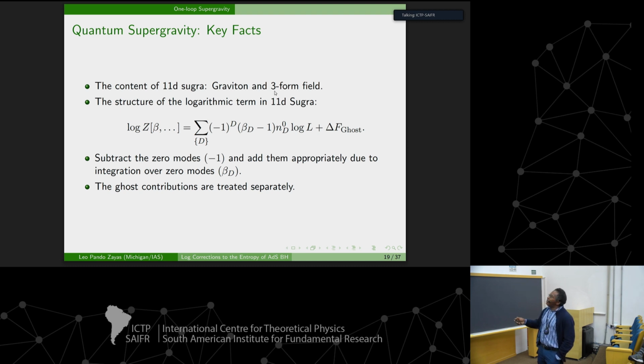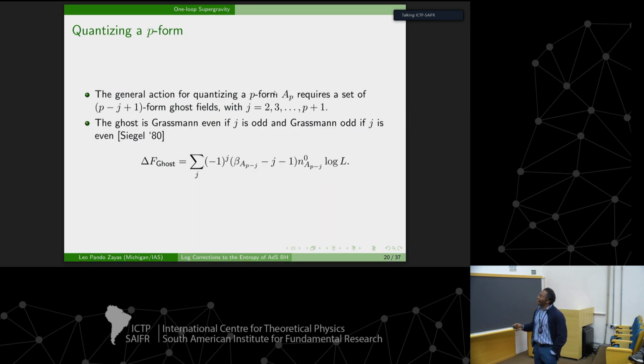All right, so for 11-dimensional supergravity, my quantum theory has a graviton and a 3-form field. So its partition function would be like this. There's no other contribution. There's no silly DeWitt coefficient in 11 dimensions. So I need to subtract the zero mode, as I showed you in the heat kernel expansion, but I need to add them back with the appropriate scaling of that zero mode. So that's all I need to do. And then, of course, I might have the Gauss contribution separately.